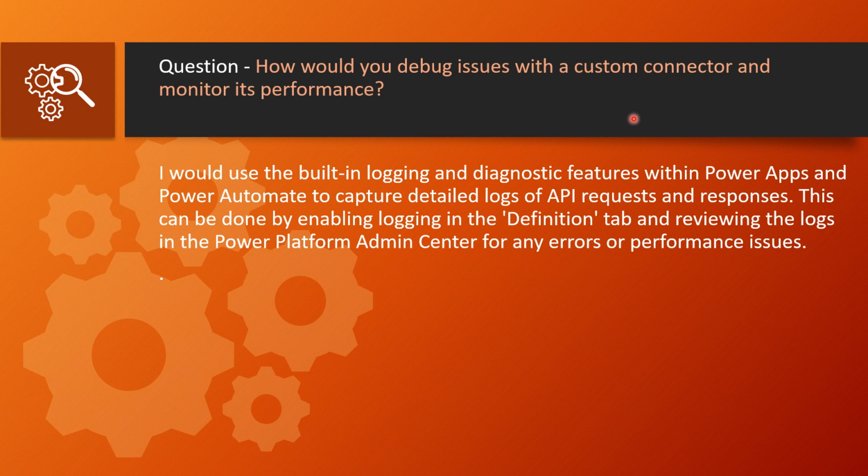How would you debug issues within a custom connector and monitor its performance? So this is the debugging part. In this case, you need to use the built-in logging and diagnostic features within Power Apps and Power Automate that capture detailed logs of the API requests and the responses received. This can be done by enabling logging in the definition tab and reviewing the logs in the Power Platform Admin Center.